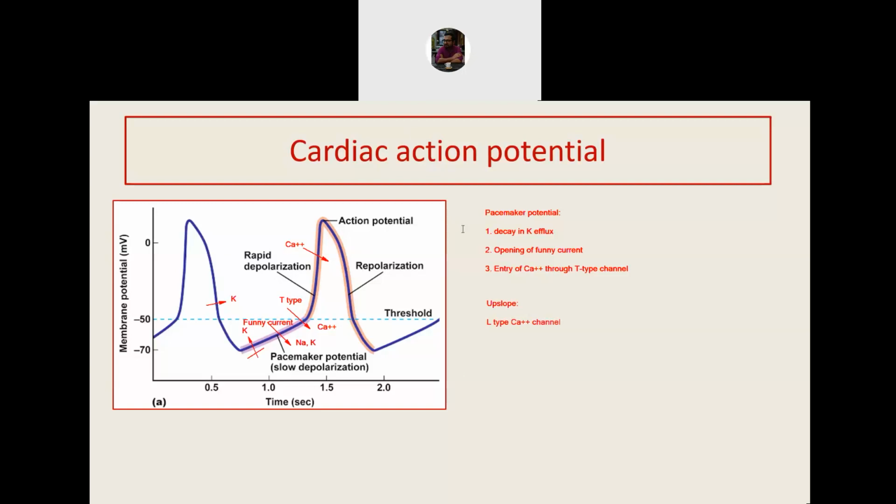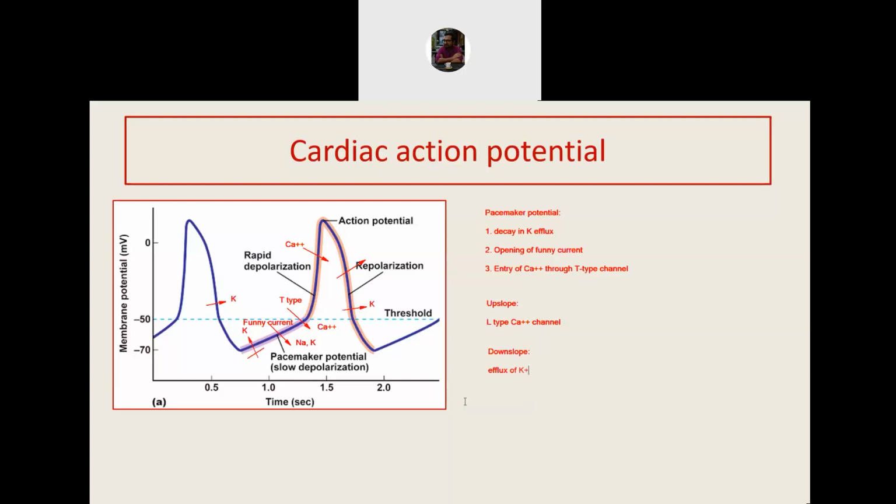After reaching the peak, there is activation of the outward potassium channel and potassium starts to go out. It is the same potassium current which will decrease at the beginning of the next cardiac potential. So the downslope is due to efflux of potassium. So this is the basis of the cardiac slow action potential, and the autorhythmicity is because of the pacemaker potential.